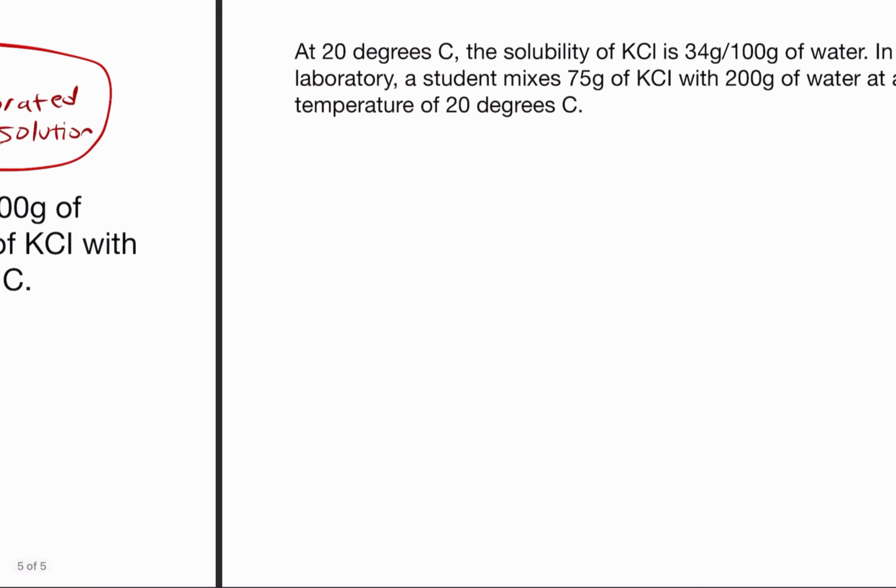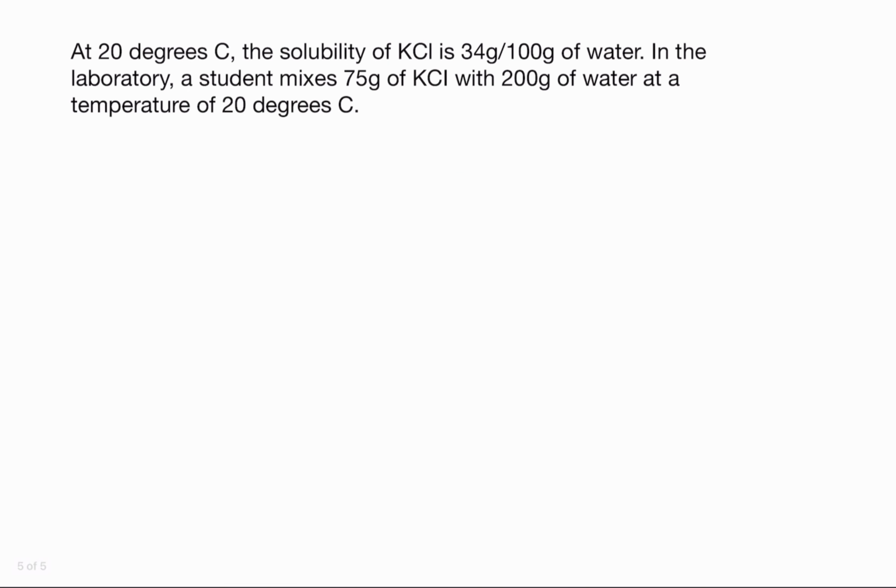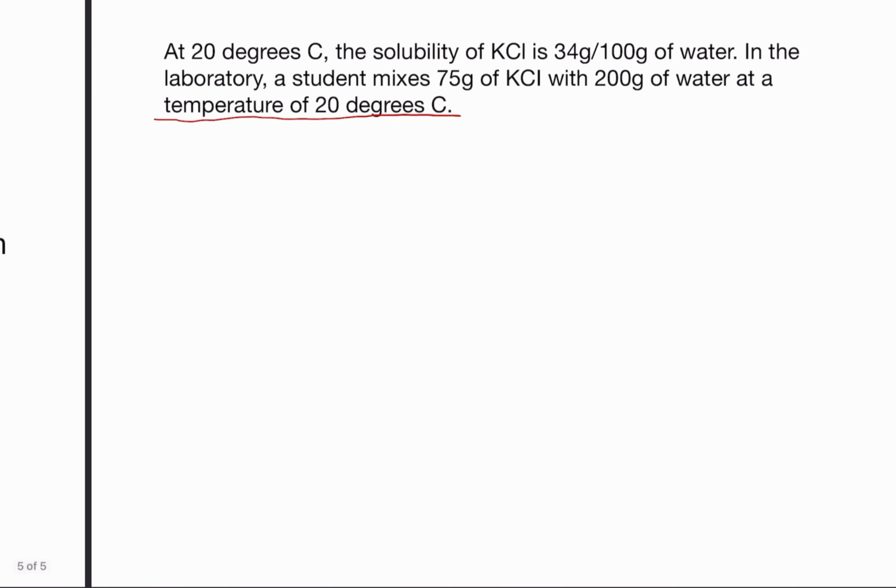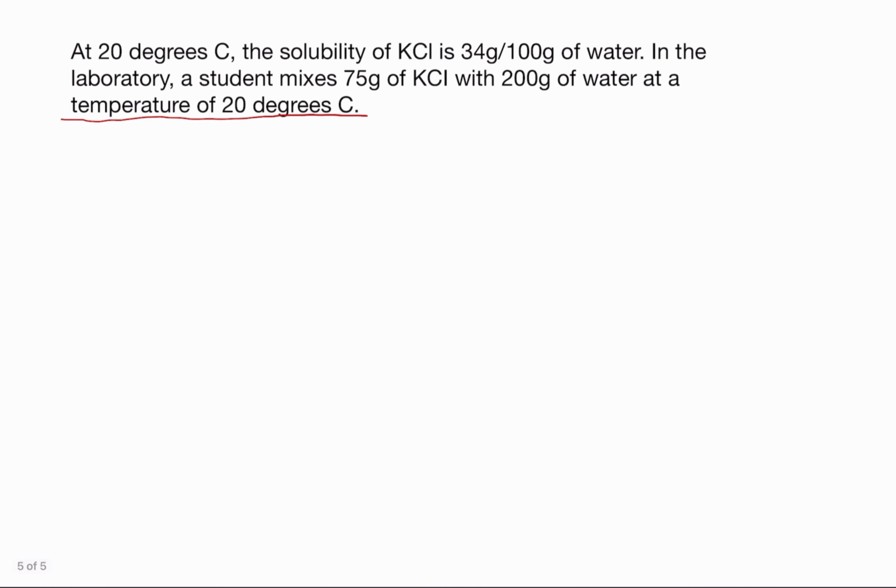Well, first what we want to do is let's dissect the word problem. And this will be talked about in later videos. The temperature is constant. It doesn't affect anything for now. So we don't even have to worry about that part of this word problem. What we want to get down to is how much potassium chloride can dissolve in 200 grams of water. So we already know that 34 grams is dissolved in 100 grams of water.